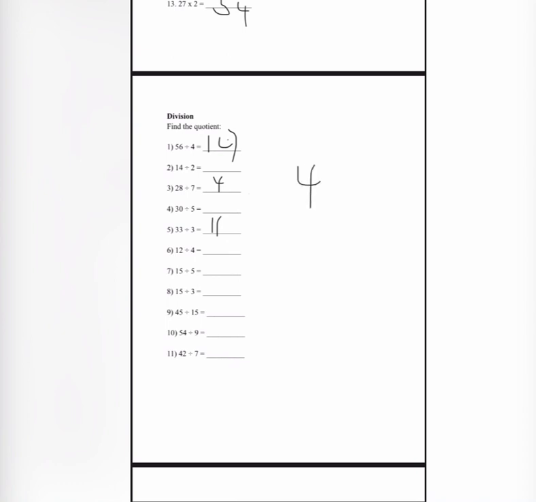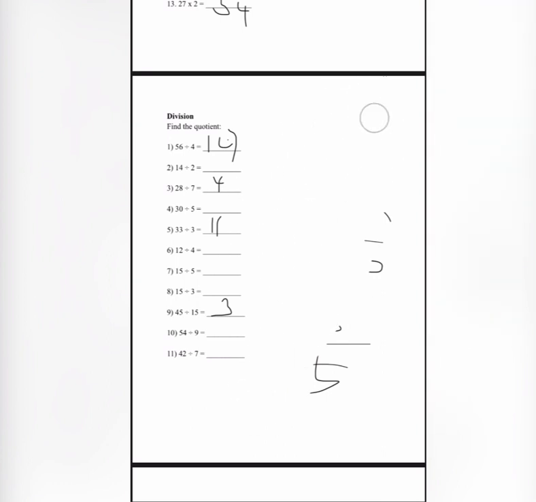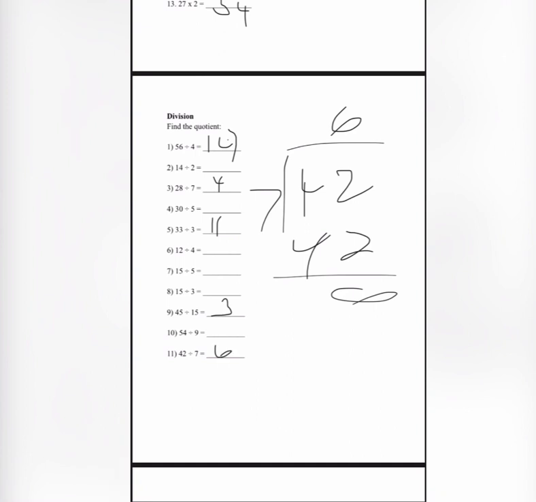And let's do number 9. 45 divided by 15. 5 times 3 is 15, right? 5 in the bottom, and 1. And 3 times 1 is 3, and 3 plus 1 is 4. So number 9 answer is 3. And lastly, let's do number 11. 42 divided by 7. 6 times 7 is 42. So number 11 answer is 6.